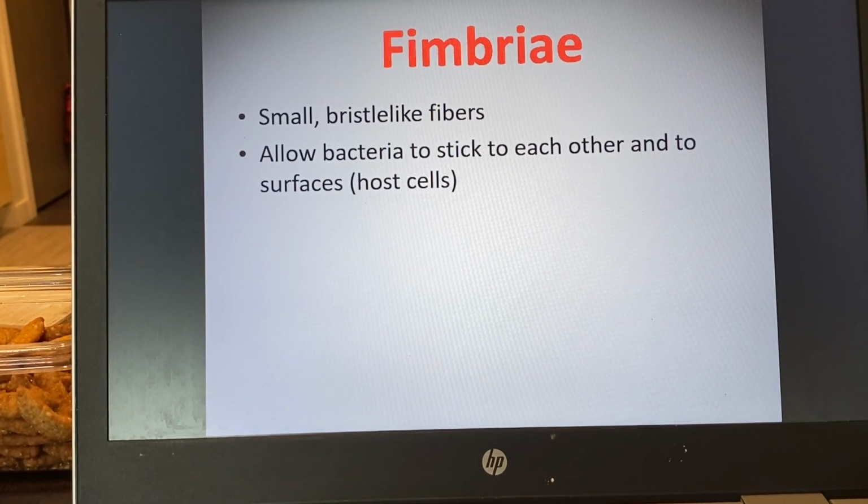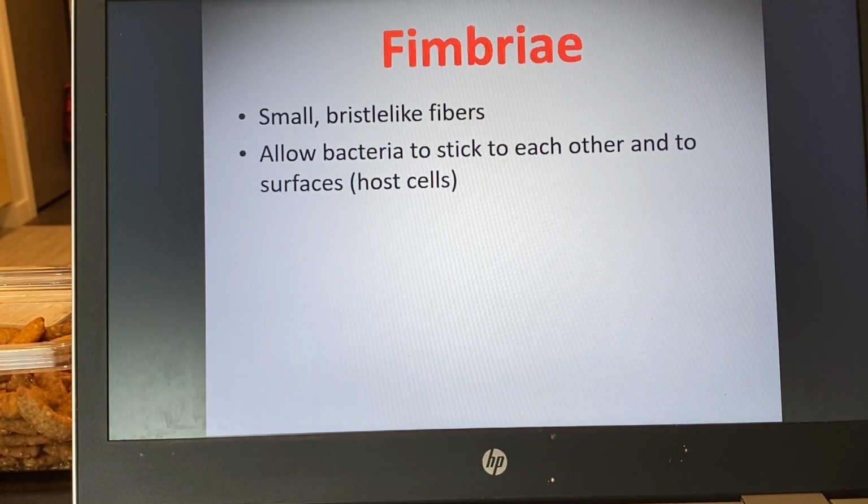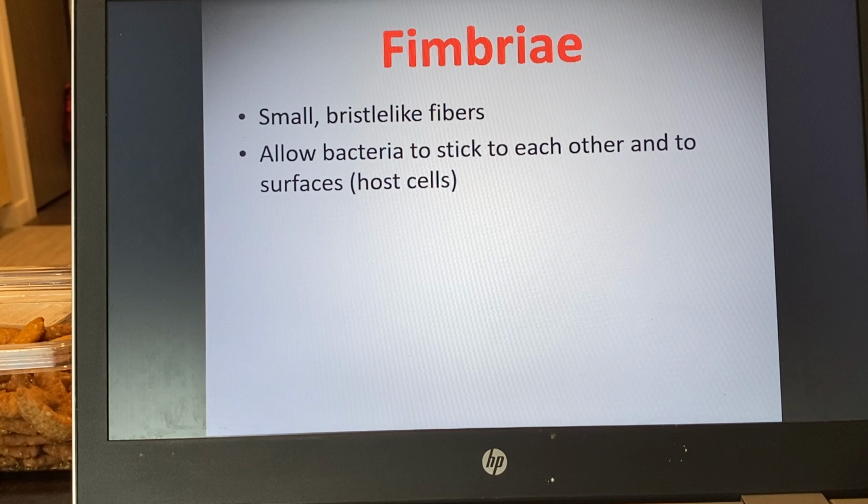Then there's fimbriae. Okay, fimbriae don't have anything to do with conjugation. What they are basically is bacterial Velcro. They're little small bristle-like fibers, and they allow bacteria to stick to each other. That's why when you look at little bacterial colonies on your petri dish in lab, you're going to see they're actually little piles of bacteria, and it's the fimbriae on the outside that allow them to stick together and be able to form that little pile.